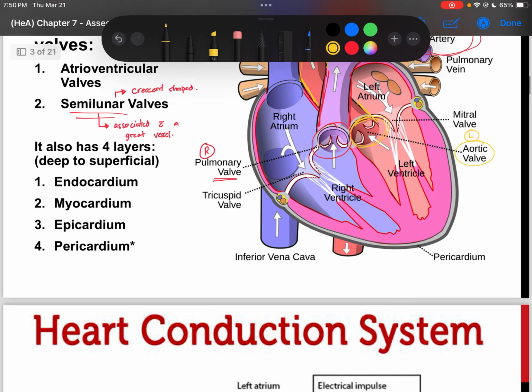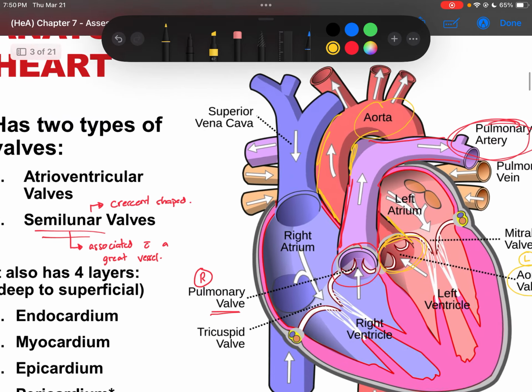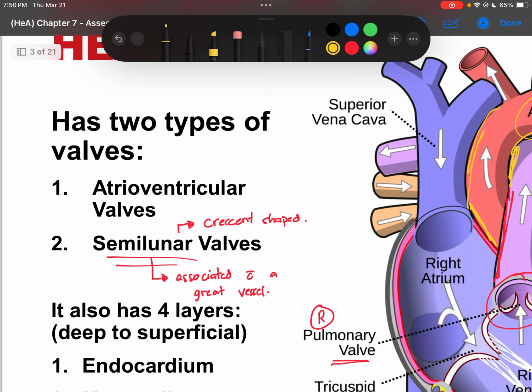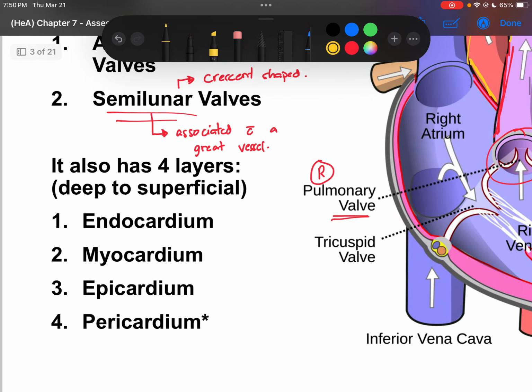Once again, the valves are there to ensure one-way flow. It is there to prevent backflow.